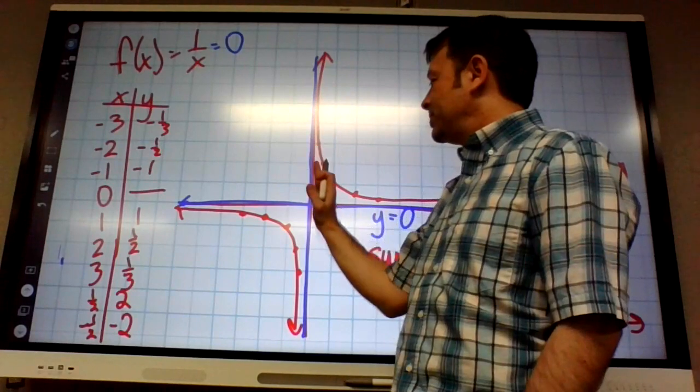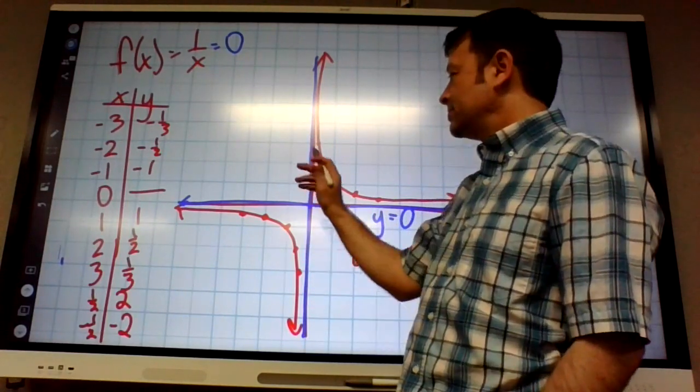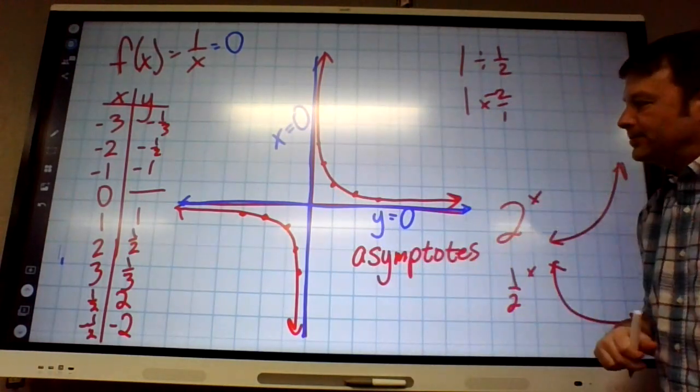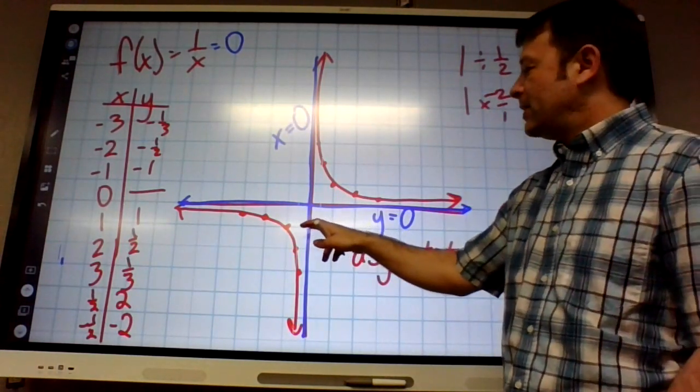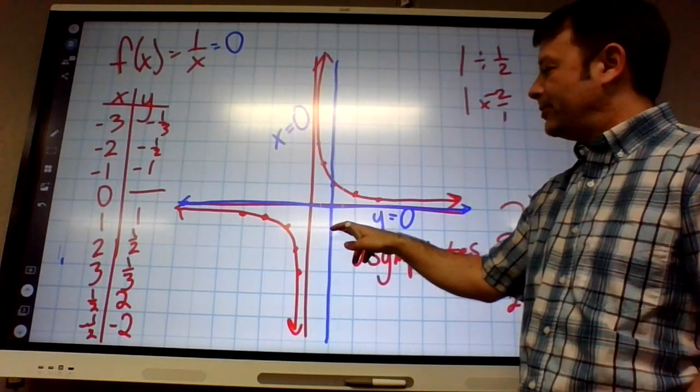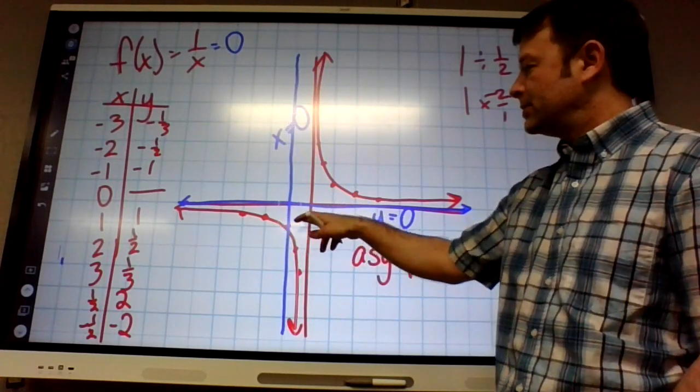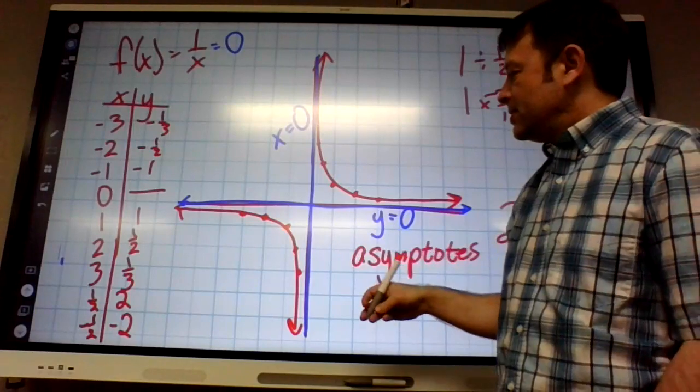So anyways, anybody have a guess what the equation for this is? X equals 0. Yeah. So if you have a vertical line over here, this would be x equals 1, x equals 2, x equals negative 1, and so on.